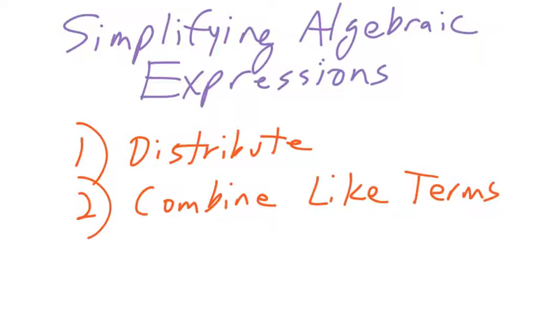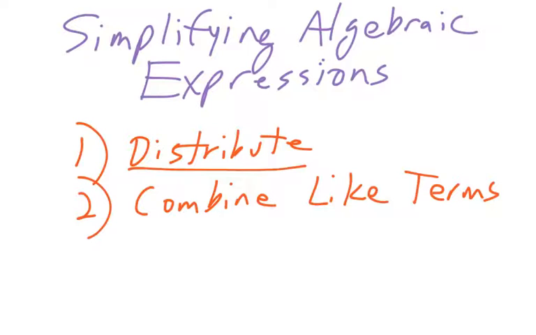So the first thing you'd look to do is distribute. Now that's the shorthand of what you would do, but you would distribute the terms on the outside of parentheses, being multiplied to every term on the inside of that parenthesis only. And then your second step would be to combine the like terms for your expression.